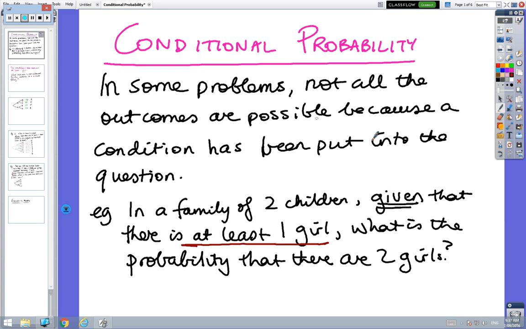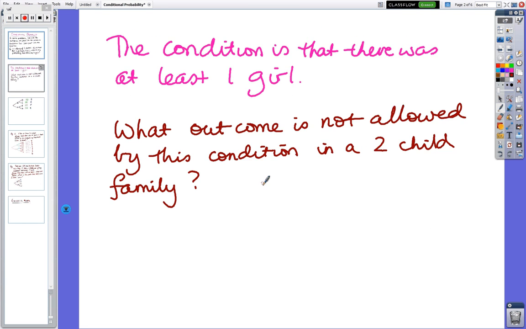Okay, so we're having a look at what the condition is. The condition is that there was at least one girl. And the key word you're looking for in the question is given. So you're looking for the word given, and that's the condition. So if you want to, just think about what outcome you can't have. Work with your partner alongside you and discuss what outcome you can't have for this 2-child family. When you're ready, pause, and come back live.